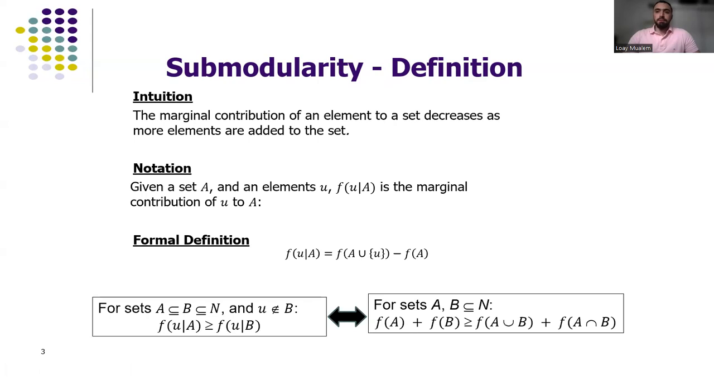Now, formally speaking, for every two sets A, B such that A is a subset of B, the incremental value of the function after adding an element which is not in B to B is at most the incremental value of the function after adding the same element to A.